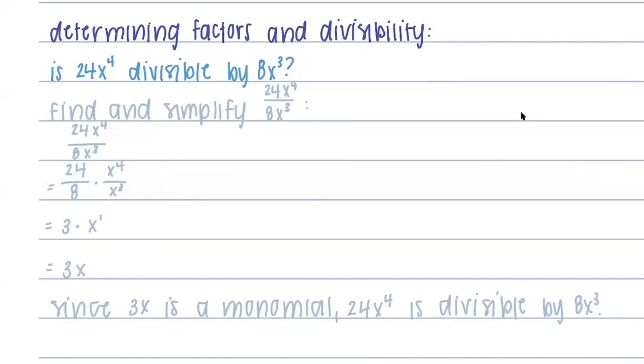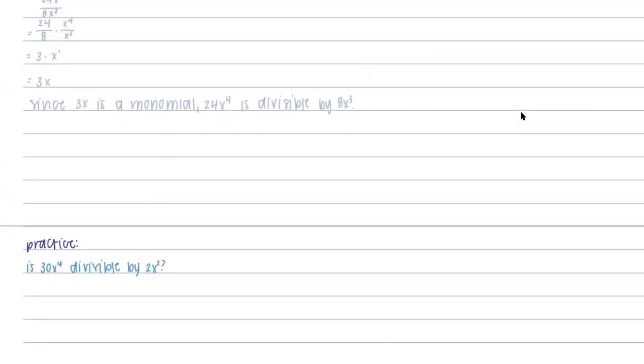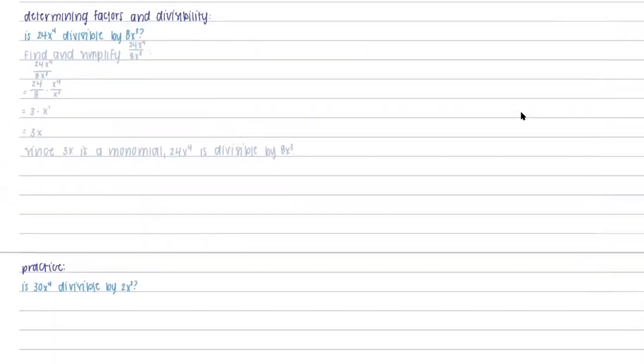So make sure if you're trying to figure out if something is divisible by something else, you need to have a monomial as your answer. If it is a monomial, it is divisible. If it is not a monomial, it is not divisible. Okay? So you guys are going to do a practice problem. I'll leave this example up. Right here at the bottom is: is 30x to the fourth divisible by 2x squared?